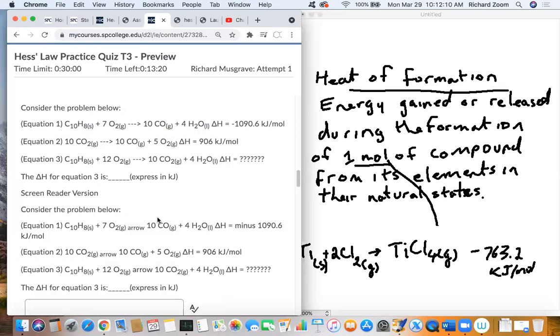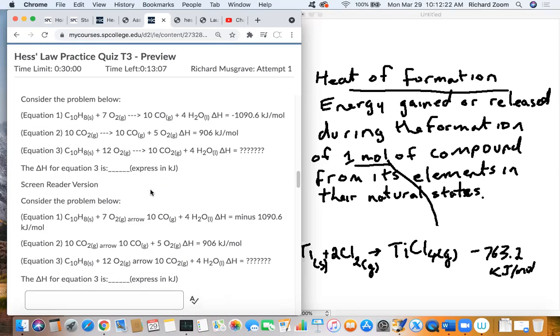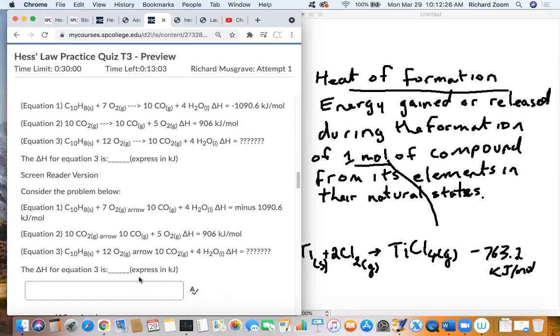And then for this one, you would just apply what we just did. You'd flip equation 2, not multiply any of them, and then add the delta H's together, obviously taking into account the fact that we have to flip this sign as well, and that will give us the delta H for equation 3, which you'll express in kilojoules and put in the box. Does anybody have any questions?